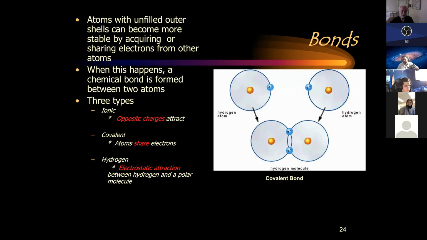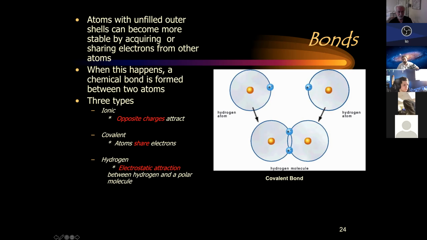Now this is very important. You need to understand this completely because we're going to talk about types of bonds, and the different types of chemical bonds are critical for the molecules that make up living things. So the 3 that we're going to talk about first are ionic, covalent, and hydrogen. And I've put in red here the things that you should remember about each type of bond.